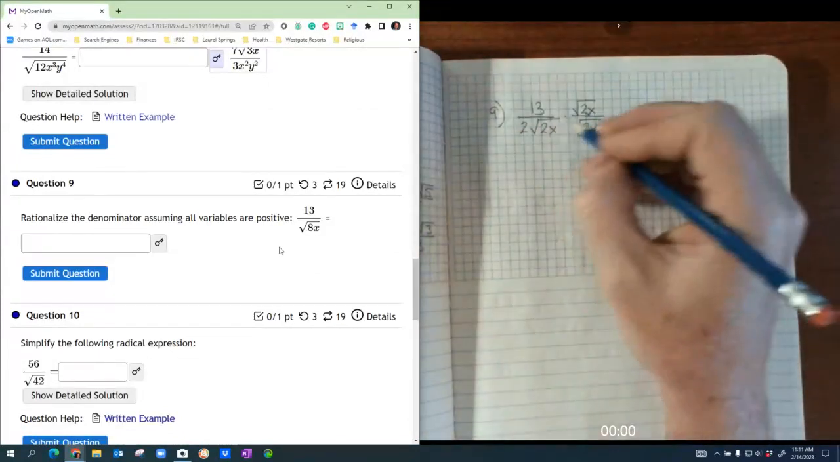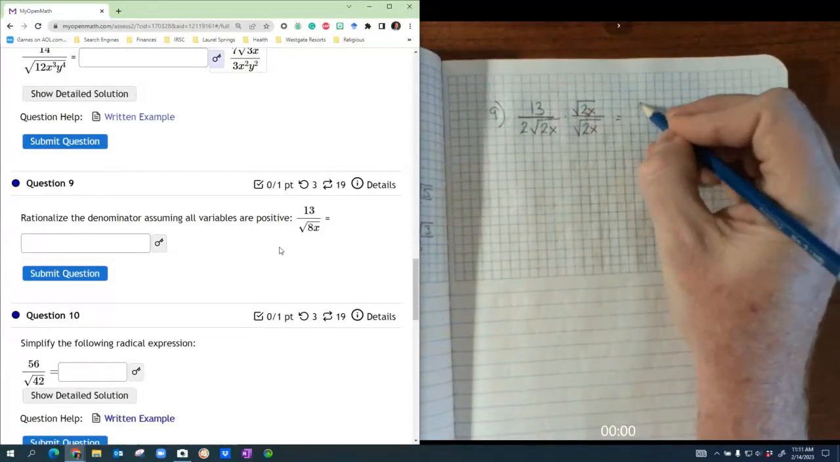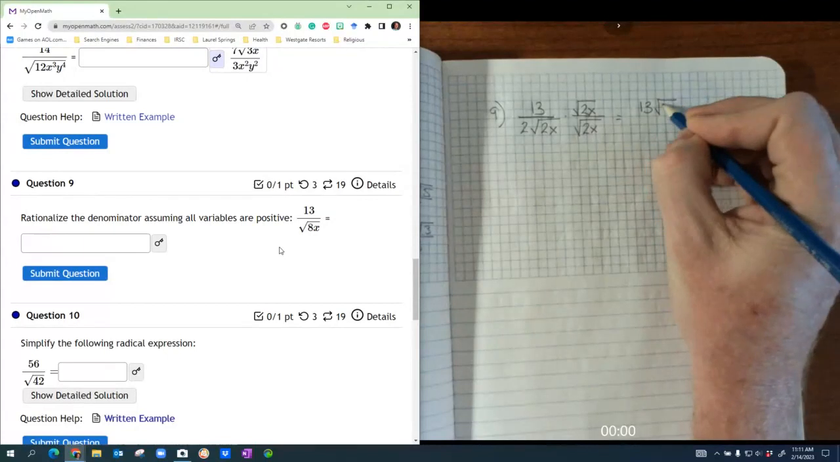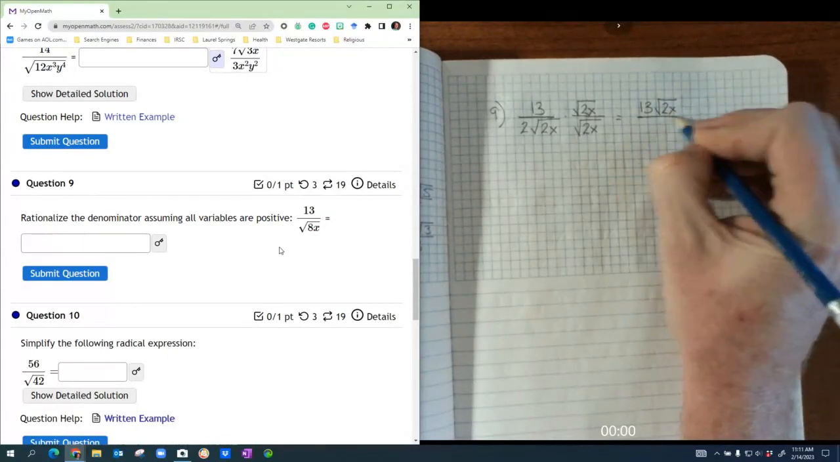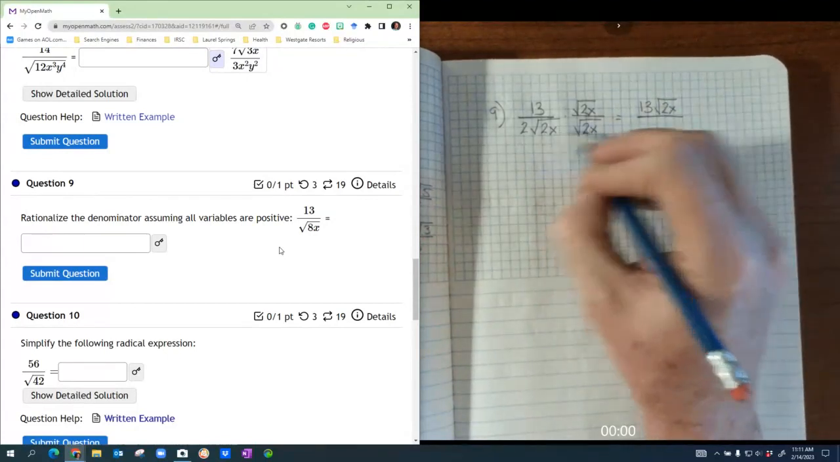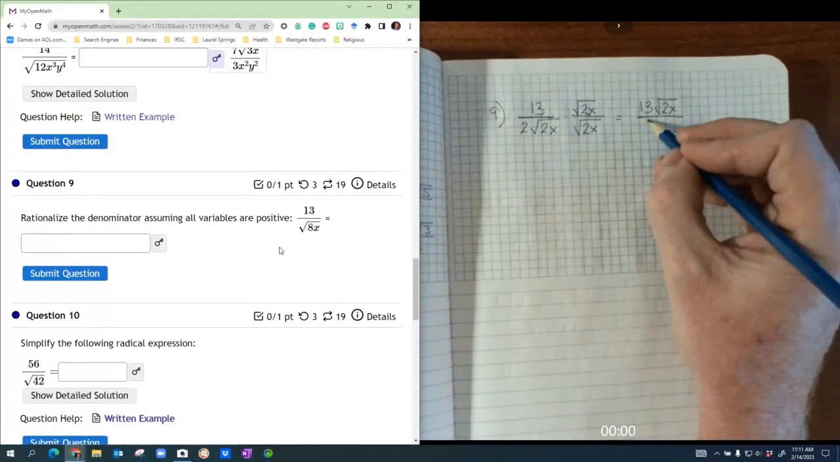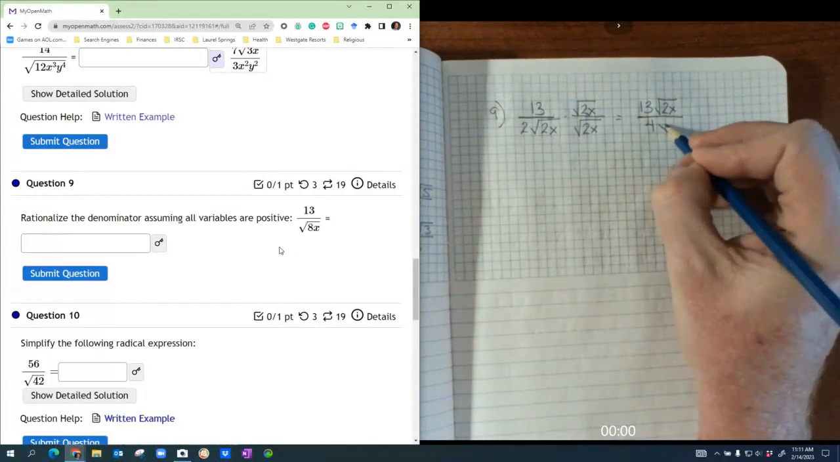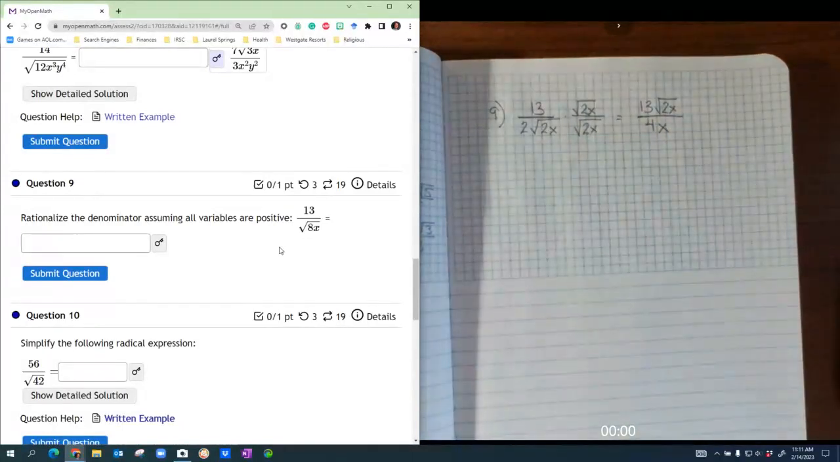So now when I do this, this leaves me with the numerator 13 times radical 2x, and then this comes out of the radical system, so it's 2 times 2 is 4, and then I have that. That's my answer. I can't simplify it any further.